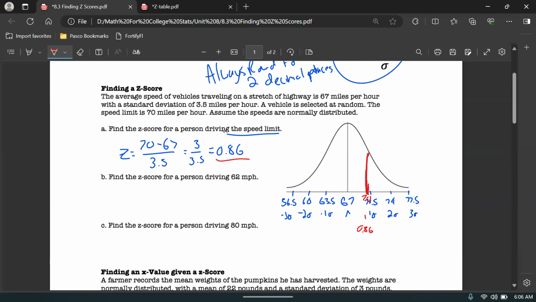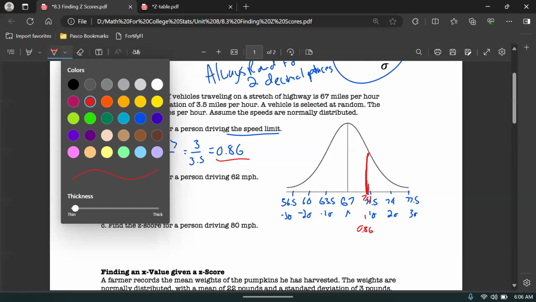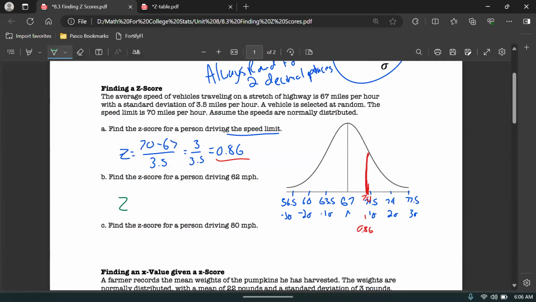So find the z-score for a person driving 62 miles an hour. Okay, we can do that. So similarly, let's use a different color to point this out. So z equals, if they're going 62, that's going to be our x. 62 minus the mean, which is 67, divided by the standard deviation, which is 3.5. So the mean and standard deviation are not going to change, right? They're still 67 and 3.5. But the x value that we're finding the z-score of obviously does change.